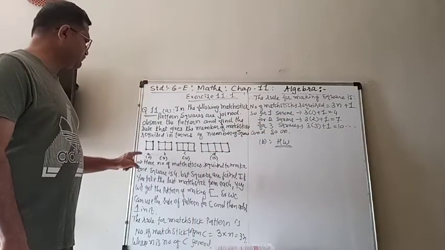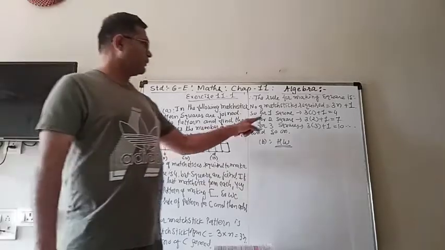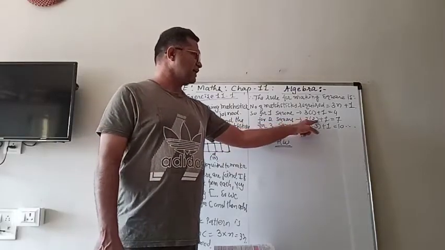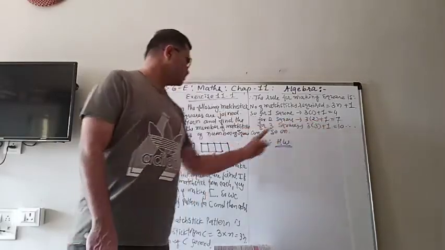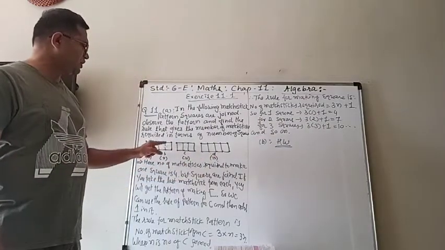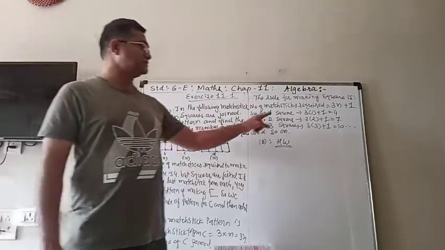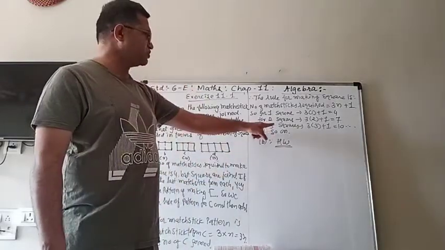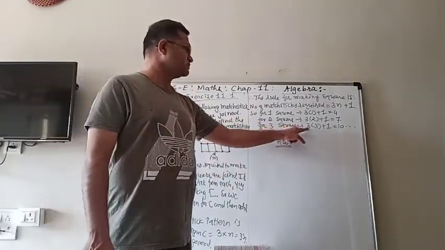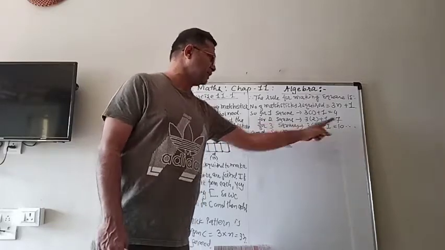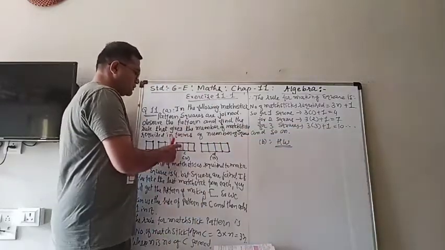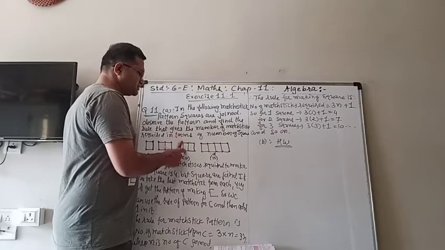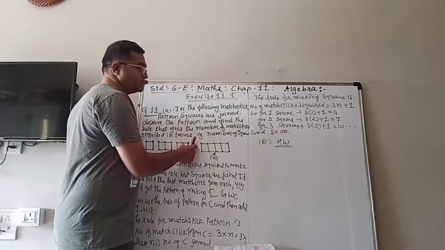You can see that there are 4 matchsticks required. For 2 squares, 3 twos are 6 plus 1, 7. So you can see that 1, 2, 3, 4, 5, 6, 7 matchsticks are required. Similarly for n equal to 3, meaning 3 squares, 3 3s are 9, 9 plus 1, 10. So you can see that 1, 2, 3, 4, 5, 6, 7, 8, 9 and 10.